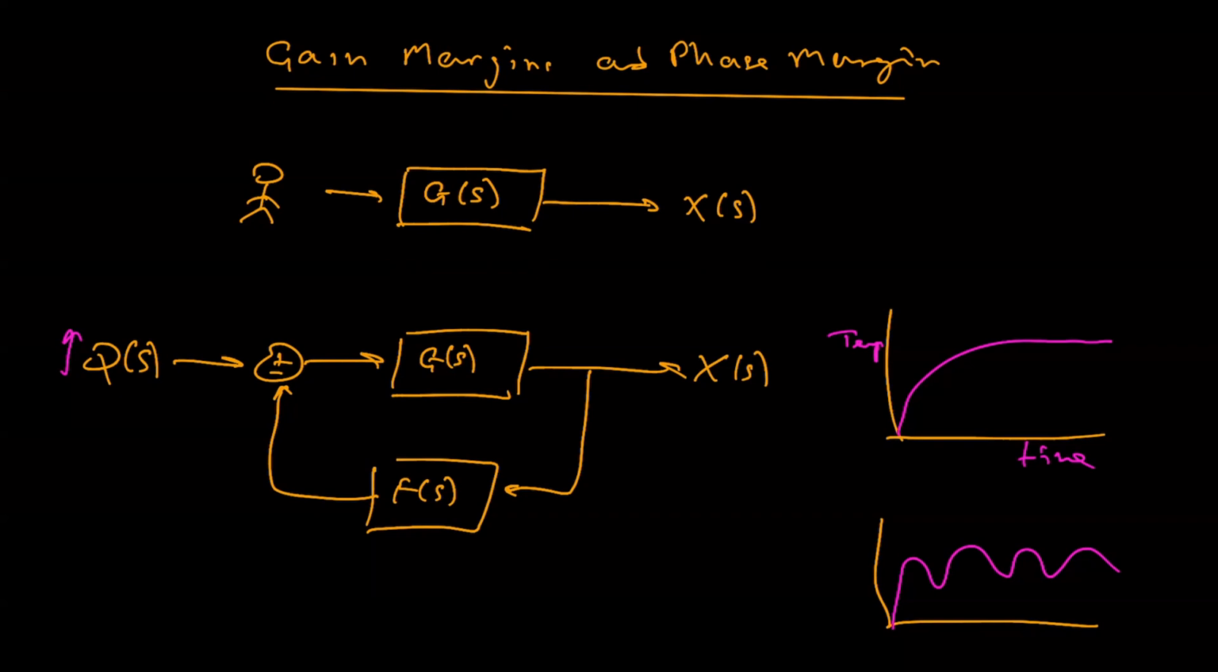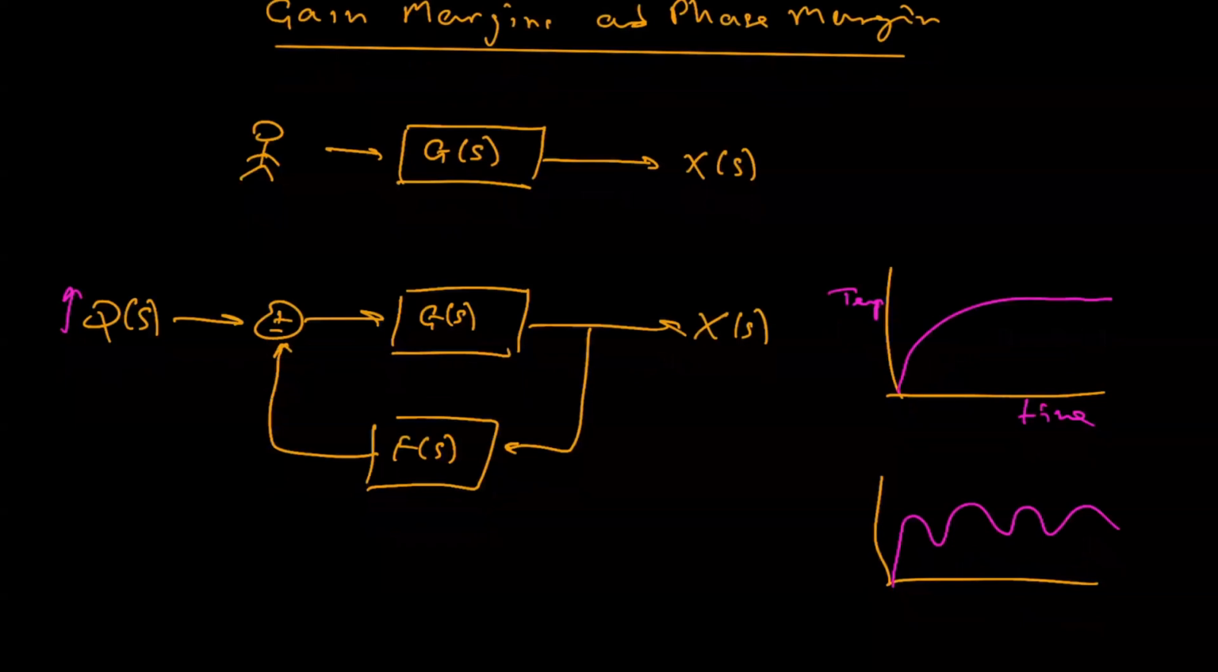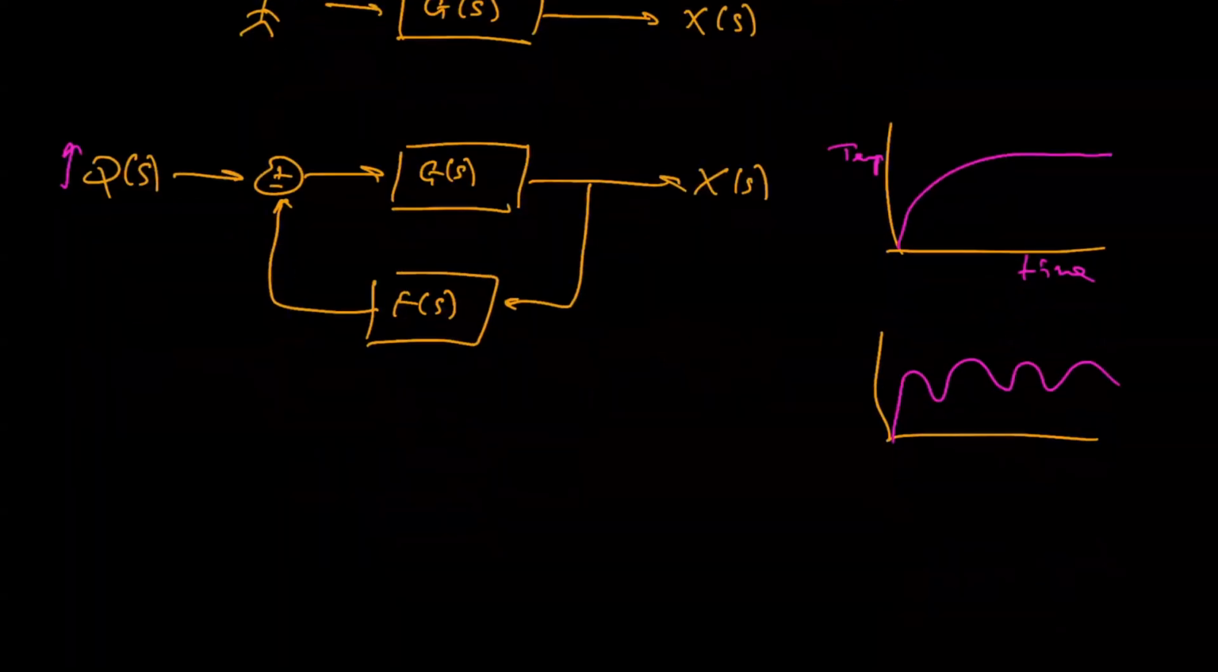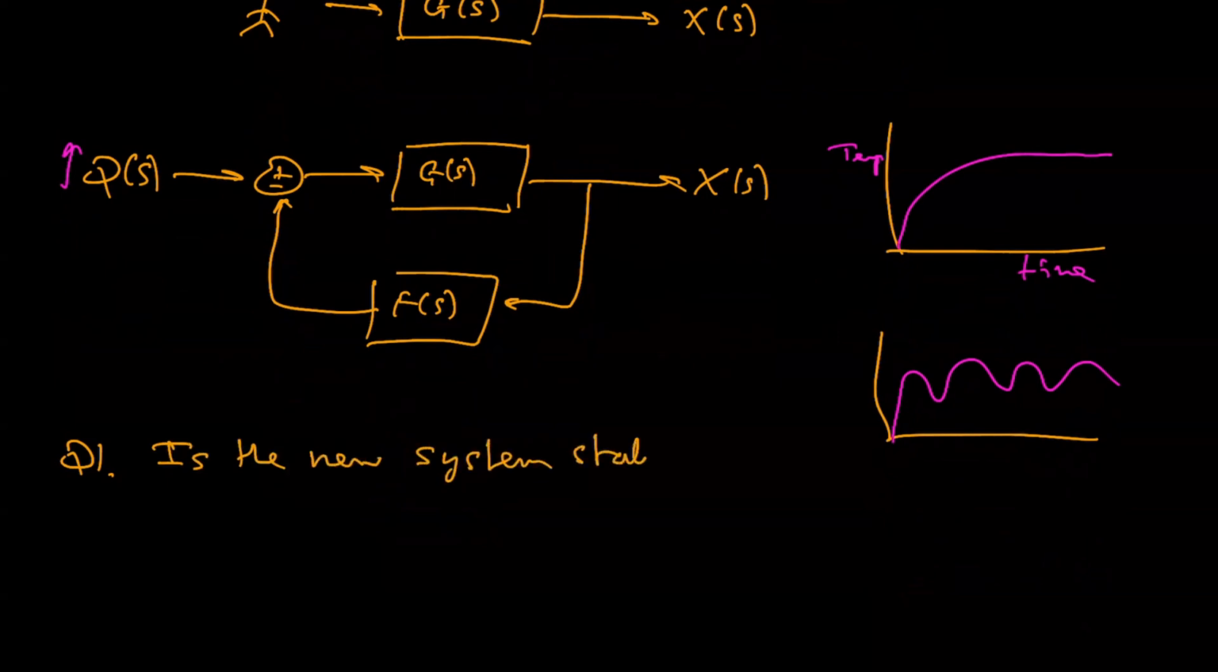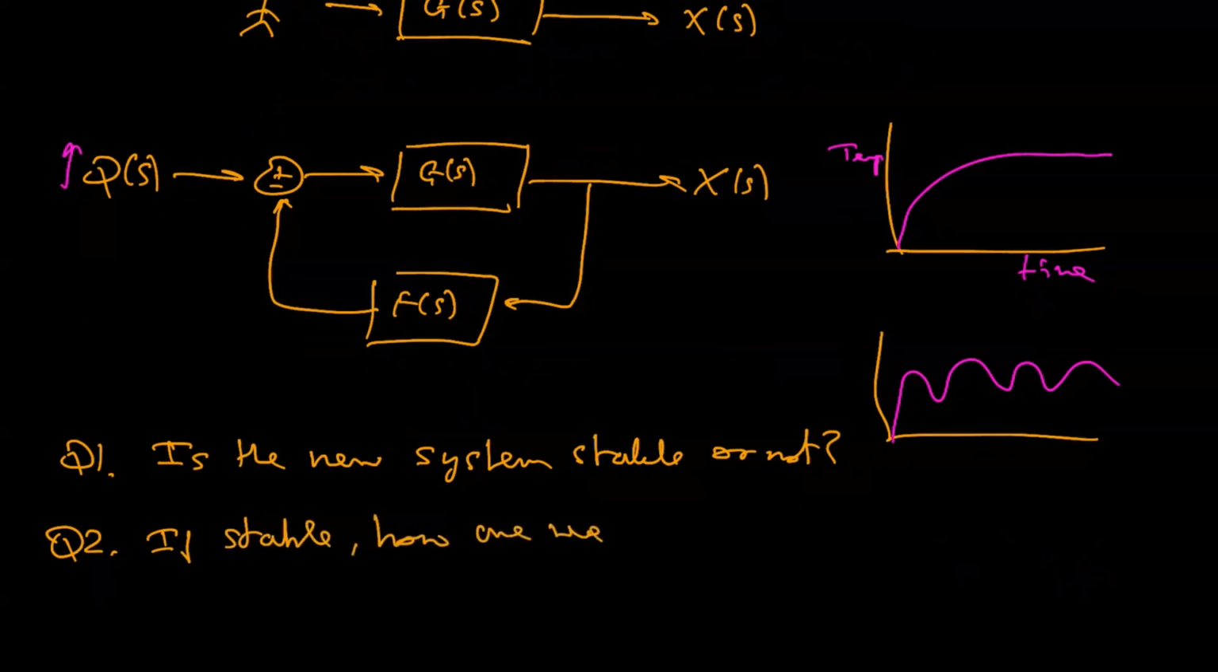So the question is, how can you figure out whether adding this feedback loop is going to cause the system to be unstable or not? There are different ways to do this. I guess you can ask two questions. Let me write down the two questions here. Question one, first of all, is the new system stable or not? That's probably the first thing you want to ask. And the second question you want to ask, if it is stable, is how close are we to instability?